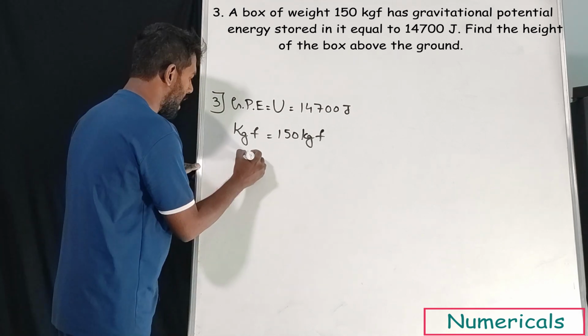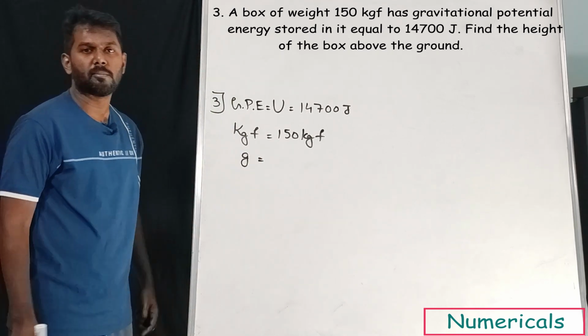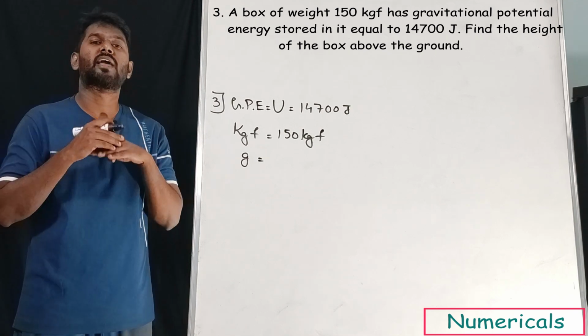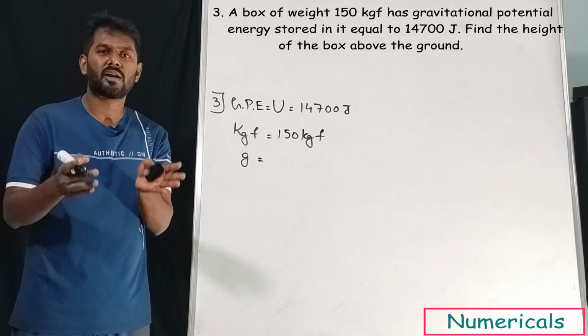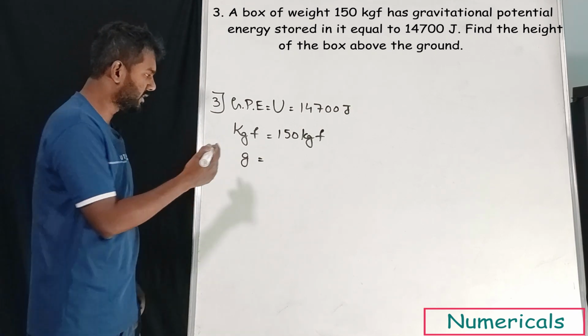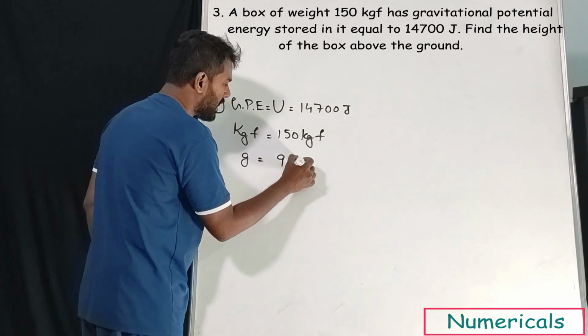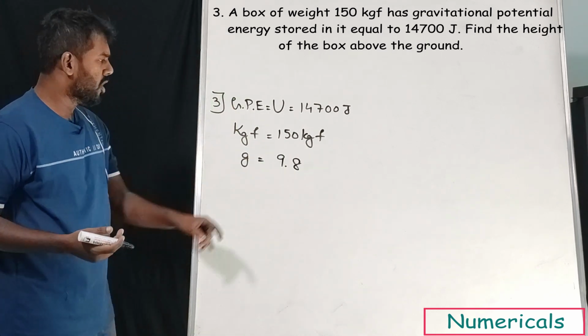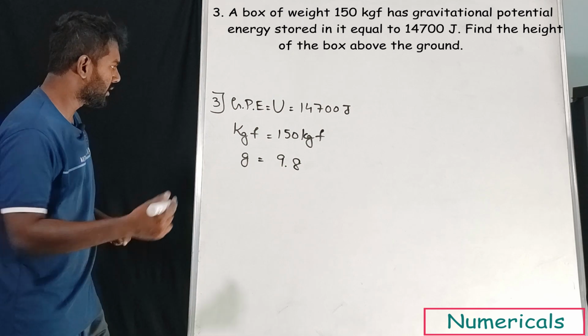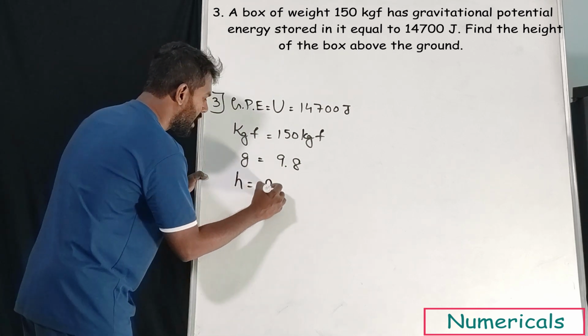Then gravity value is not mentioned in the question, so we can assume it as 9.8 or 10, anything is fine. For this question we will assume it as 9.8. You can take it as 10 also, no need to worry about the unit. Then we have to find the H value.